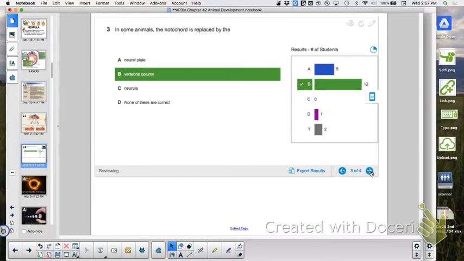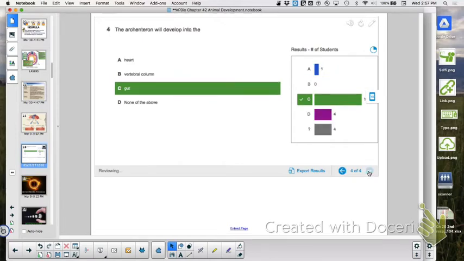Okay, so the notochord, I forgot to mention this. The notochord in most mammals, subphylum Vertebrata, becomes the bone around the spinal cord to protect it. The notochord itself, what induced it, becomes the actual bone. And archenteron will develop into the gut. And that's the end of that.